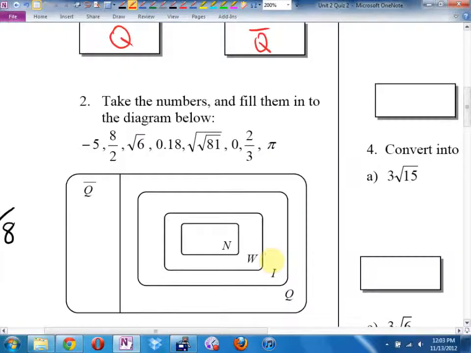Take the numbers and fill them into the diagram below. So to get full marks for the number, it has to be in the correct group. -5, you would put the -5 in the integer section somewhere. I'll put it there. If you put it in the W or the N or the Q or the Q bar, you don't get the mark. 8/2. What is 8/2 in lowest terms? This is really a 4. And a 4 is a natural number. It goes there.